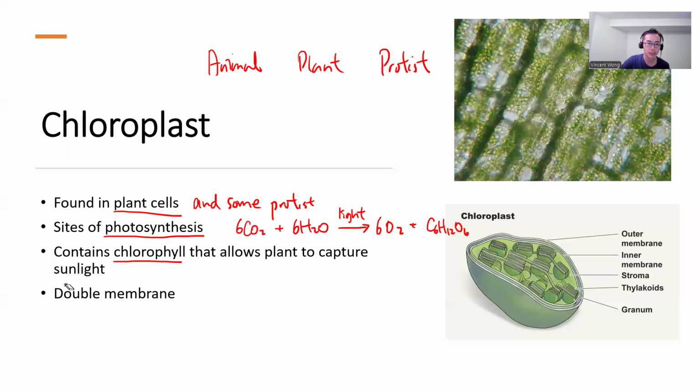Similar to the mitochondria, the chloroplast has a double membrane. It has an outer membrane and an inner membrane. You do not have to memorize these names. That's all I want you to know for the chloroplast. So plants have chloroplasts as well as mitochondria. We do not have chloroplasts.